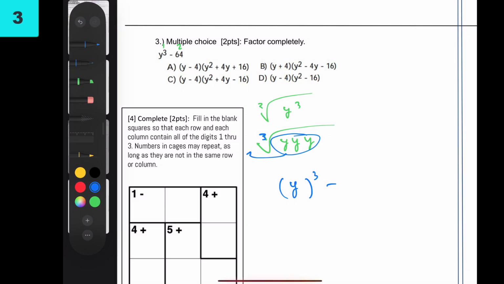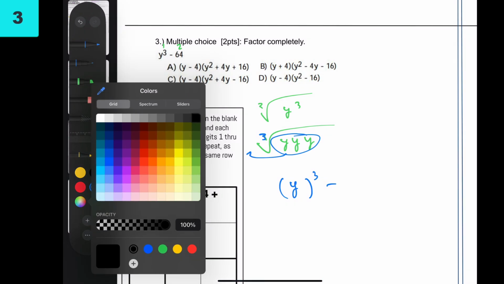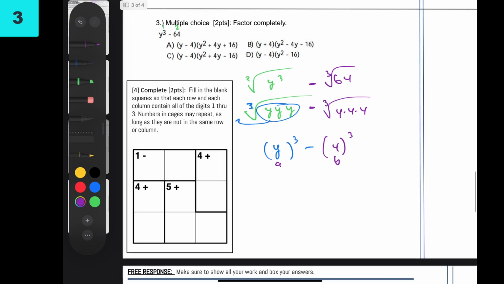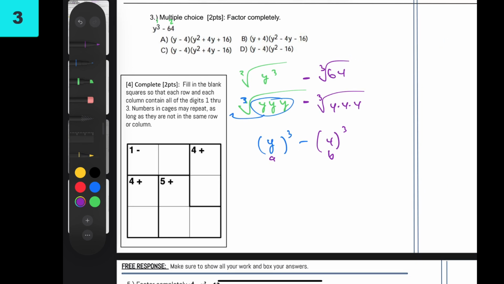Let's do the same thing over here. The cube root of 64 is 4 times 4 times 4. So that'll be 4 to the third power. This is your A, this is your B. And let's write out our formula. A, B, A squared, AB, B squared.